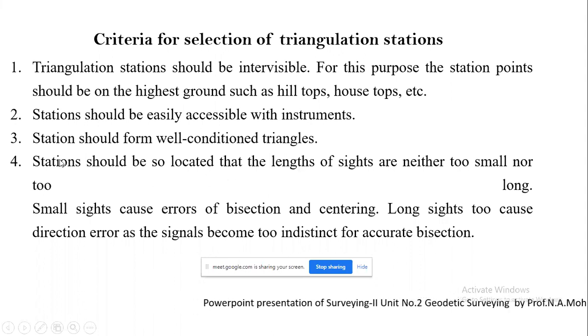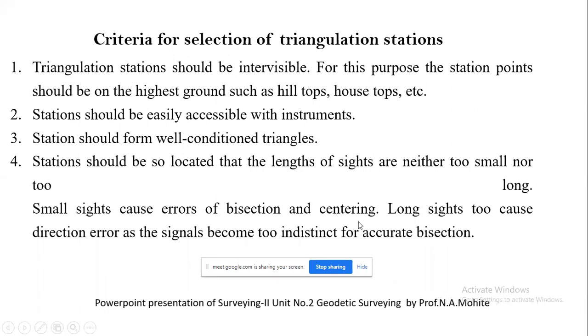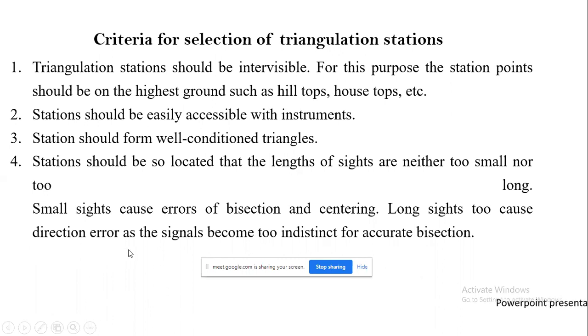So we have seen that the distance between the two triangulation stations should not be too long, and it should not be too small either, because small sides cause errors of bisection and centering, and long sides cause direction error as the signals become too indistinct for accurate bisection. Also, for the purpose you are supposed to go with the direction of the tower. That is also a main part.